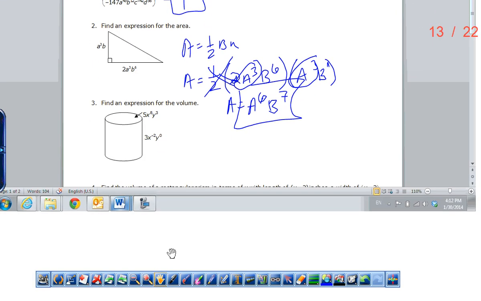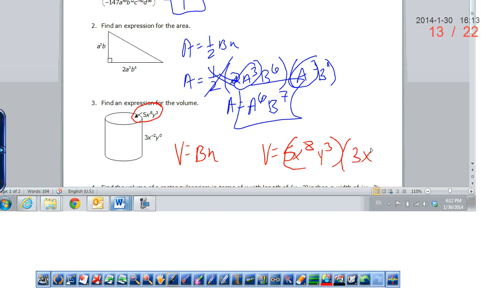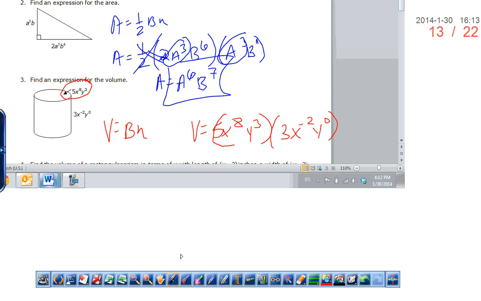On number 3, we got volume. Volume of a cylinder is the area of the base times the height. And that's the area of the base, 5x to the 8th, y to the 3rd. So volume equals 5x to the 8th, y to the 3rd, times our height of our cylinder, 3x to the negative 2, y to the 0. So now we're just multiplying and combining. So 5 times 3 is 15. x to the 8th times x to the negative 2 makes x to the 6. Y to the 3, y to the 0: 3 plus 0 is just 3.